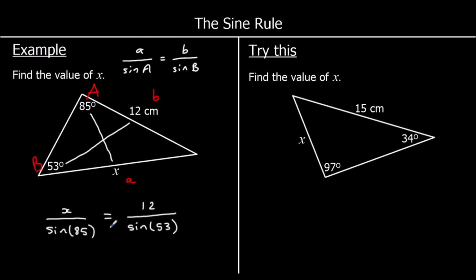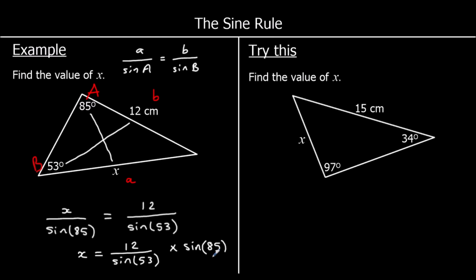We want to get x by itself. At the moment, x is divided by sine 85. So to get rid of that, we multiply both sides by sine 85. So x is equal to 12 over sine 53 times sine 85.